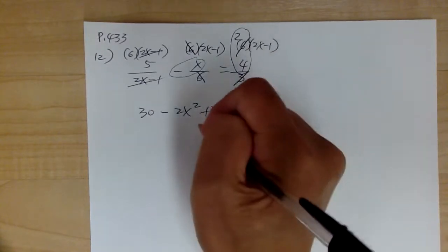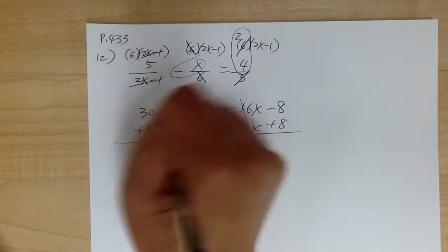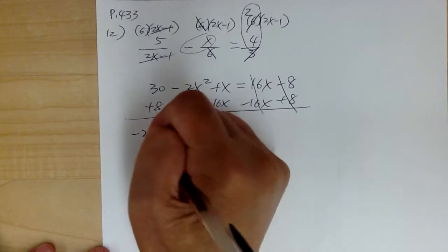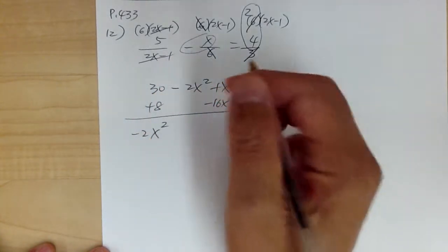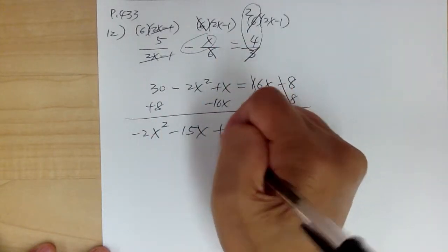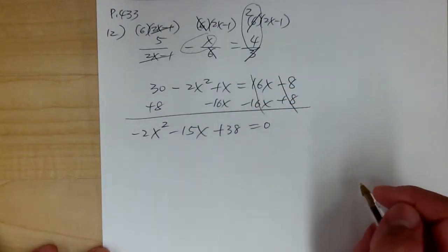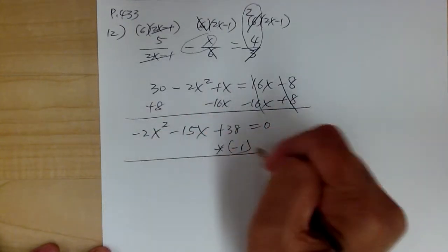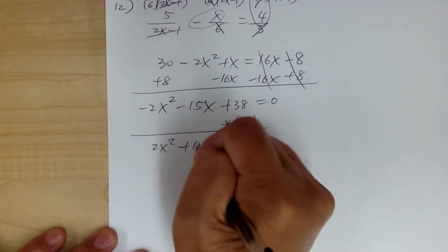So minus 16x, minus 16x; plus 8, plus 8, so they cancel out. When you rewrite this in order, you're going to get negative 2x squared, so take care of that. The variable x minus 16x will be minus 15x. The number will be plus 38 equal to 0. Then from here, you want to multiply by negative 1 to get rid of the negative in front, because you do not factor with a negative in front.